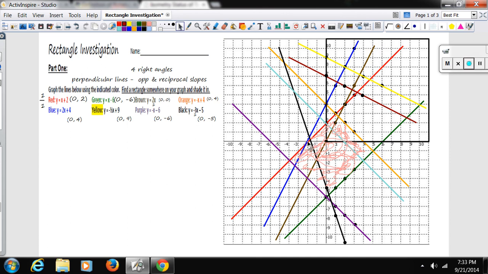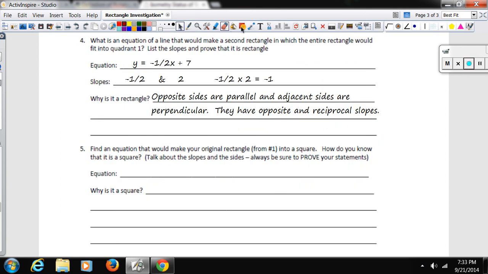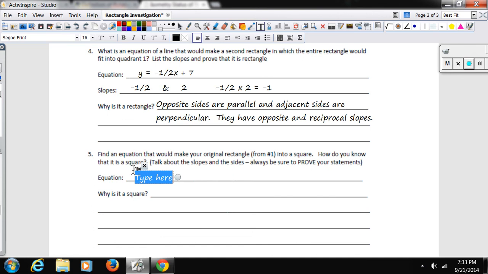It was 1, 2, 3, 4, 1, 2, 3, 4, all the sides are now the same. They're all 4s, and the slopes are still perpendicular. So the equation of that line was going to be y equals -x plus 2. Y equals -x plus 2 would be our equation.